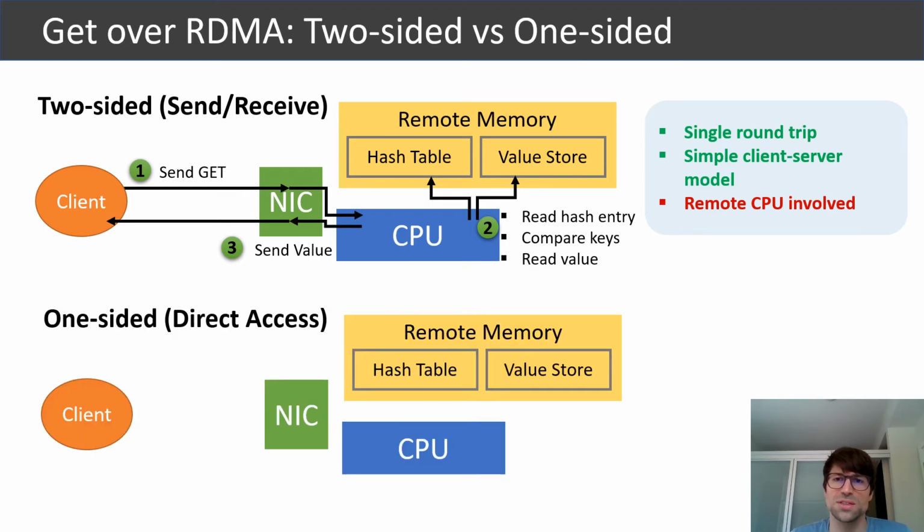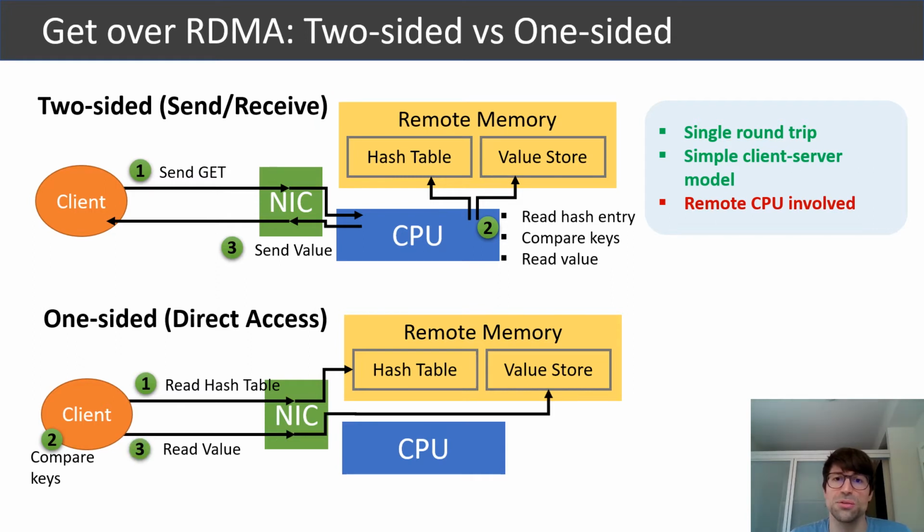In case of one-sided, the client makes use of the read operation to directly read from remote memory. In a first step, it reads the hash table entry using an RDMA read operation. Once it retrieves that entry, it checks it against the lookup key to determine the address of the value. It then issues another RDMA read operation to retrieve the value from the value store.